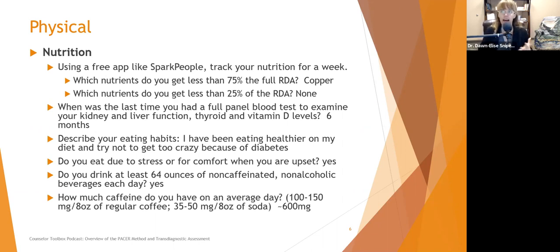So the fact that he has a copper deficiency isn't surprising, but it is something to think about for depression. My guess is if you really looked at the chemical constituents, you would see that copper is necessary in the production of certain neurotransmitters. I don't know that to be the case, but it's one of those that if you don't have it, you feel pretty crappy. So which nutrients do you get less of 25% of the RDA?